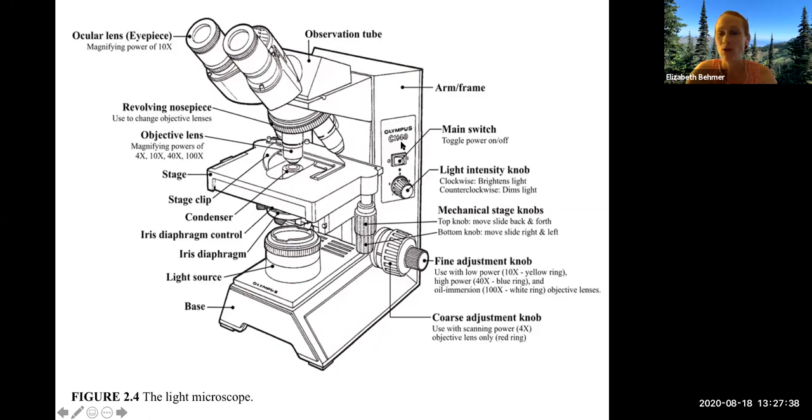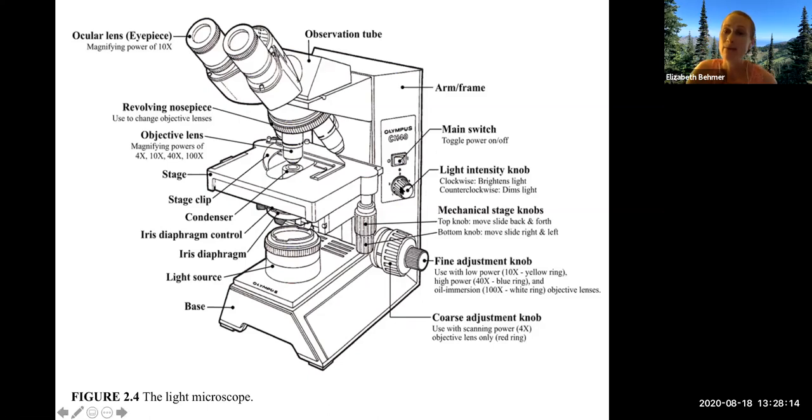Those are kind of the big ones. The arm is how you would hold it. There's a base. Here's the light source, so the light shines up through here. The iris diaphragm control just controls how the light goes through, so you can control how much light goes up into your specimen, and the condenser can condense that light onto the specimen itself. So basically you have a big light source and everything's trying to get right up through the specimen, which would be on that clip or the slide, excuse me.